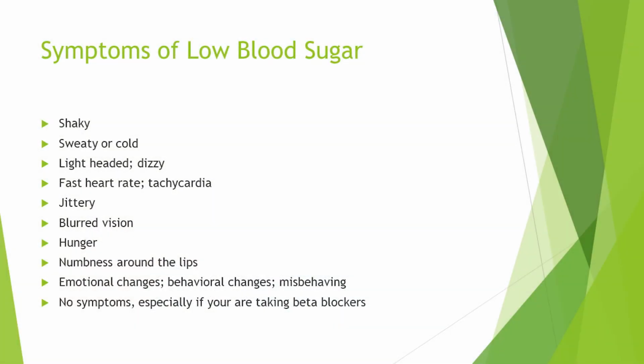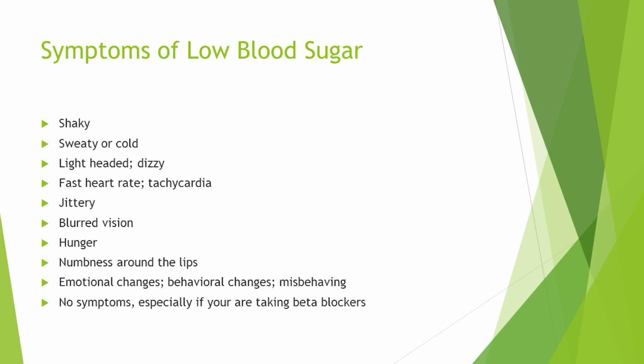So what are symptoms of low blood sugar? Shaky, sweaty, hot, hungry, disoriented, not able to process things very well. Some people will be lightheaded and dizzy. You may notice a very rapid heart rate, that's called tachycardia, jitteriness, blurred vision. Hunger can occur, but hunger is nonspecific because a lot of my patients are hungry all the time. So check to see if the hunger is related to a low blood sugar or if the hunger is just hunger. Patients may experience numbness around the lips.